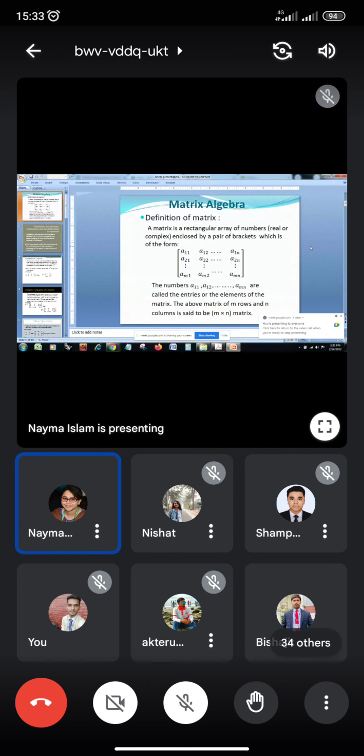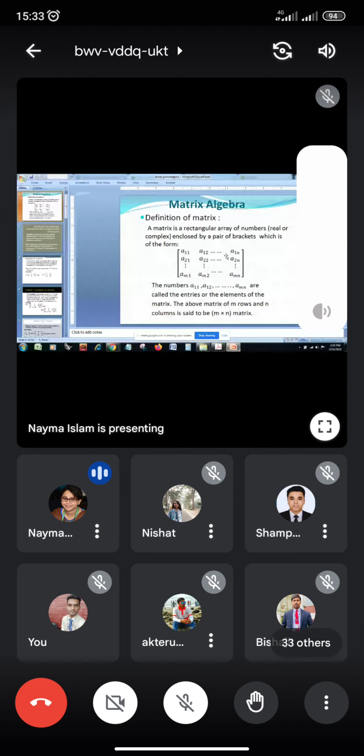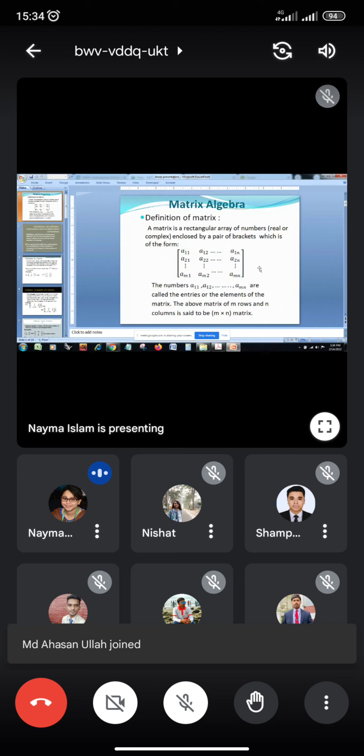What is a matrix? A matrix is a rectangular array of numbers. That means it is a rectangular arrangement of numbers. These numbers can be real or complex numbers. These elements are enclosed by a pair of brackets, of this form, where A11, A12, up to AMN are called the entries or elements of the matrix.